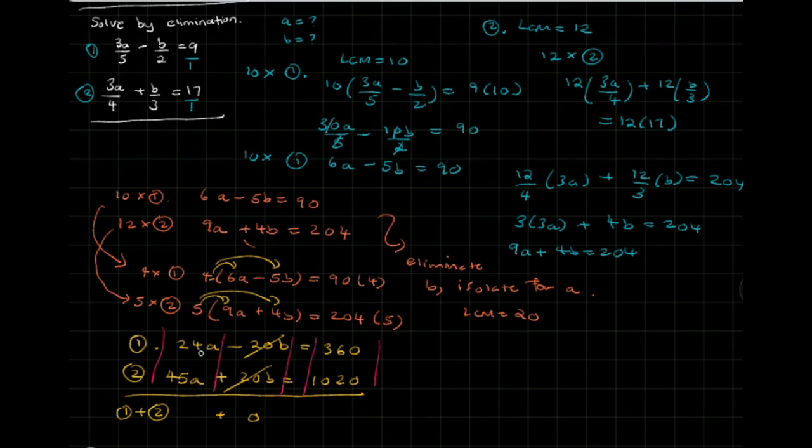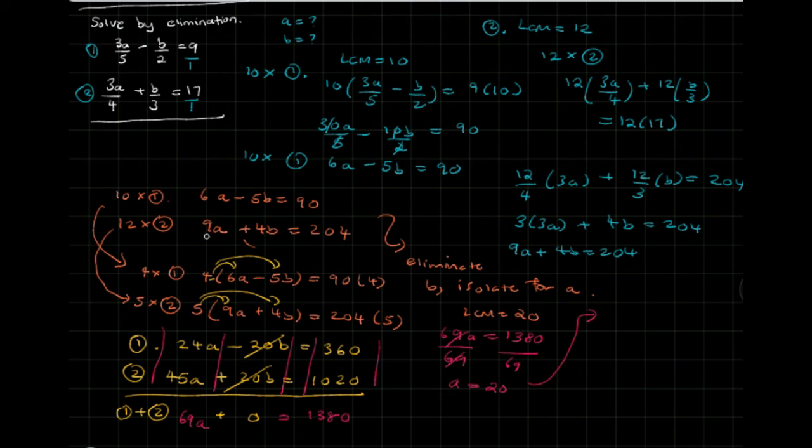And then we do 24a plus 45a, which is 69a, and this is equal to 1020 plus 360. The reason I've added is because you have a negative and a positive. So if you have opposite signs, you add the two equations. If you have the same signs, you would tend to subtract the two equations. And this is 1380. So now you have 69a is equal to 1380. If you want to solve for a, I'm going to divide by 69 on both sides, and a here is 20.